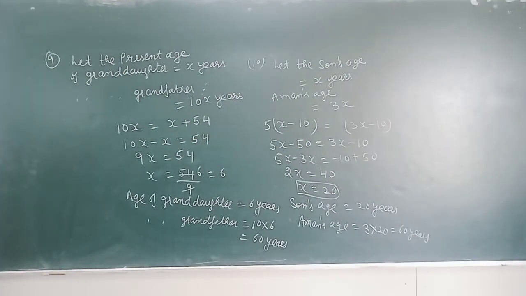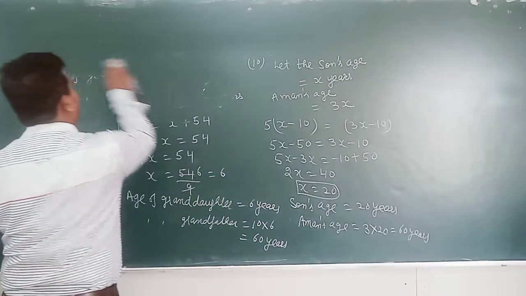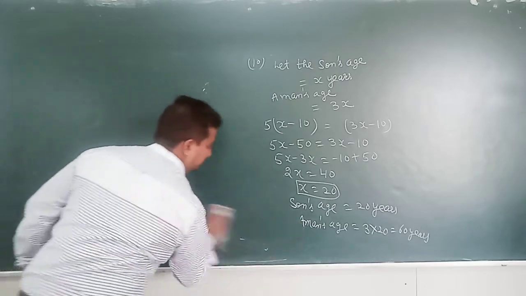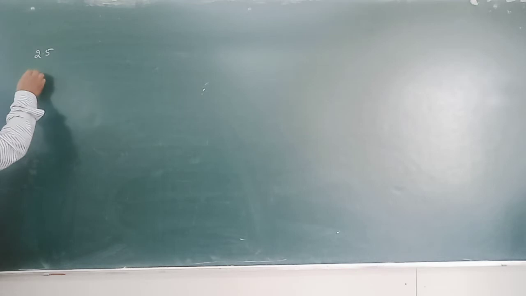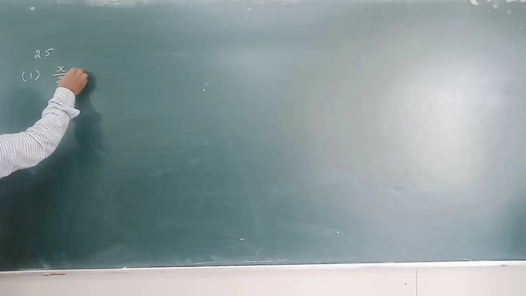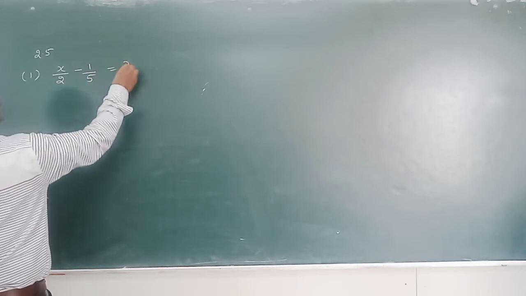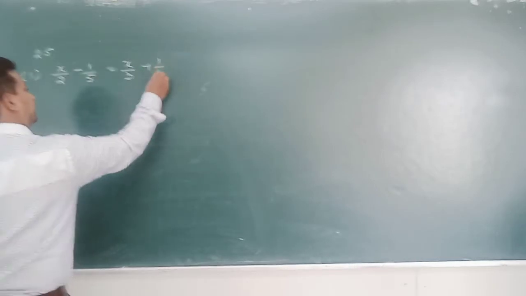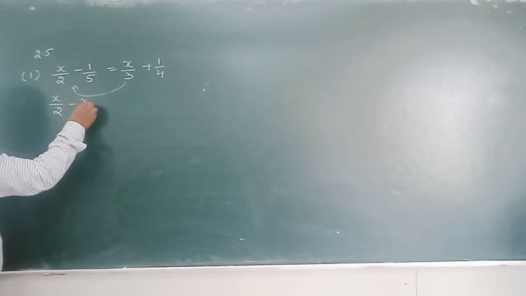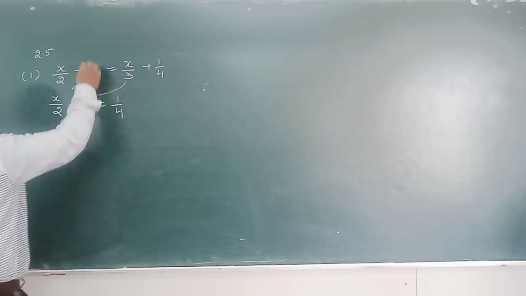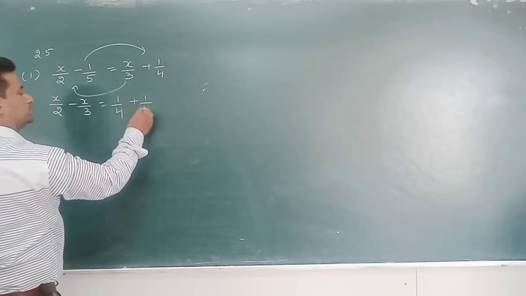So this completes exercise 2.4. In the next exercise 2.5, we find the value of x by solving the equation. In 2.5, sum number 1 is x upon 2 minus 1 by 5 equals x upon 3 plus 1 by 4. So first you take this on the left hand side, so its sign is changed. This on the right hand side, its sign is also changed.